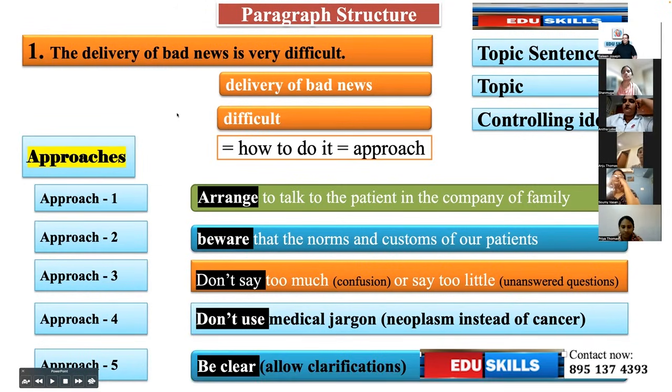Be clear, allow clarifications. See, all these are mandatory words: arrange, beware, don't say, don't use, be clear. This is the structure of the paragraph. I haven't changed anything. I only made it short, okay, to fit into the screen.